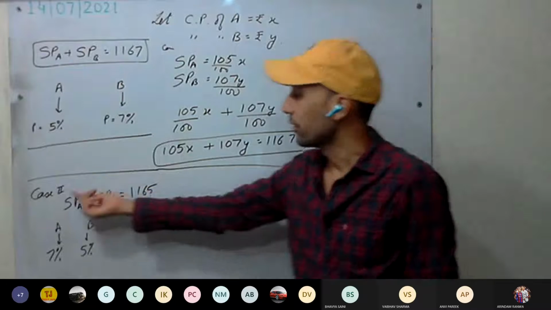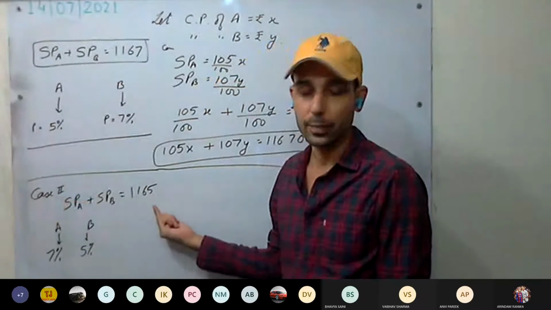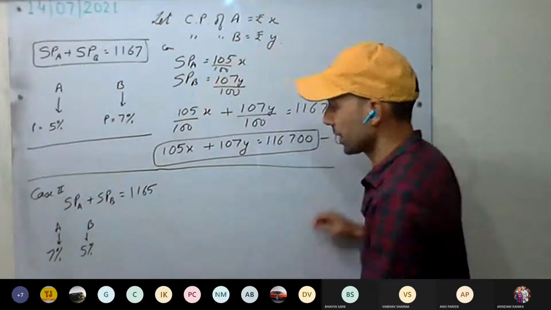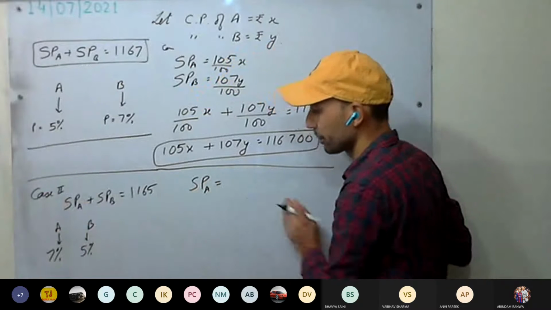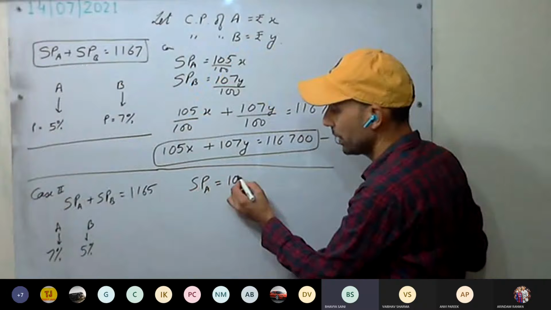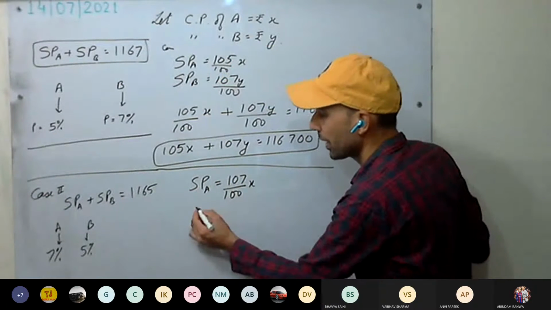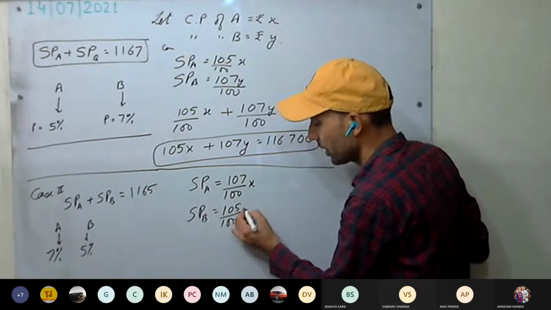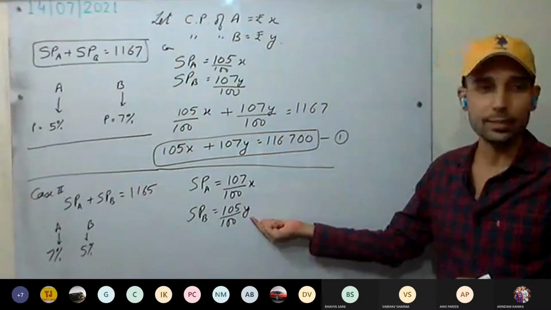Next half, when case second, the second statement. Selling price of this plus this is this much. Okay. And here on A we are making 7%, B we are making 5%. You can directly tell me how much will be the SP of A. This time it will be 7 upon 100 x upon x. And SP of B 105 upon 5 upon 100 y. You can easily calculate selling price.